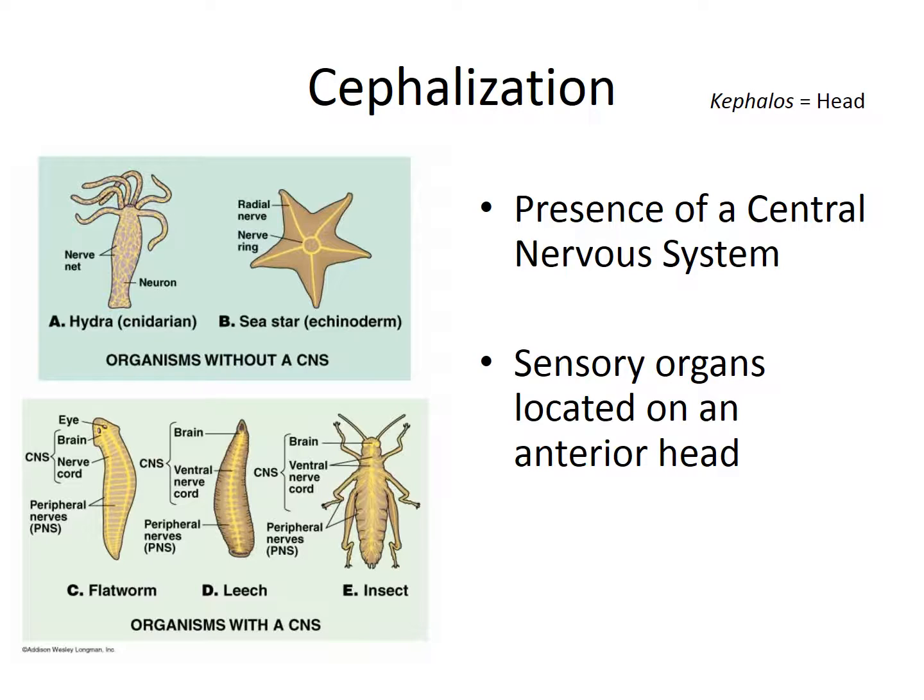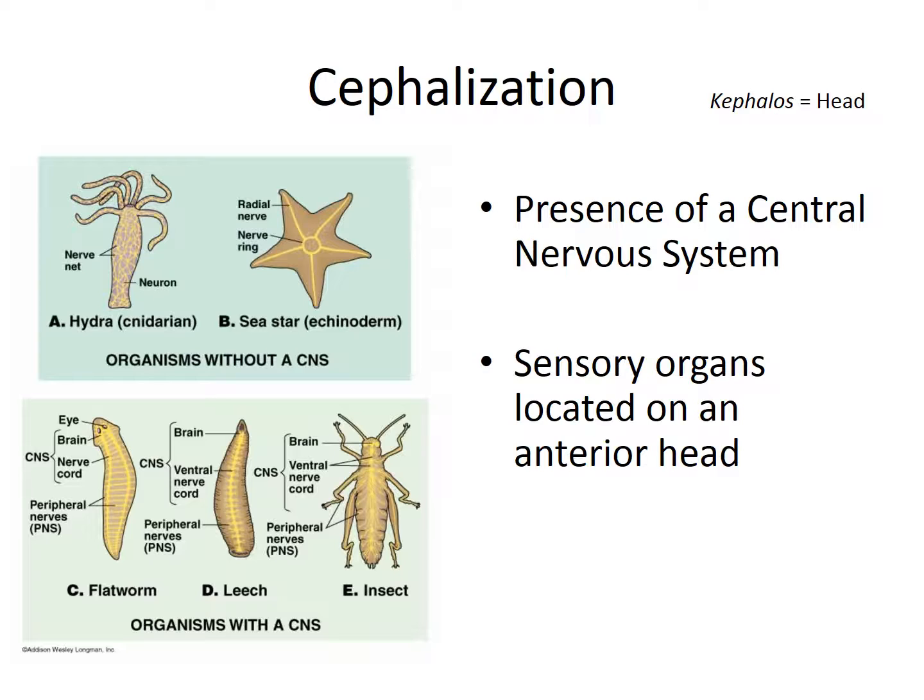The second concept we have to talk about is the concept of cephalization, which comes from the Greek kephalos, meaning head. And this concept comprises two different parts. First, cephalization includes the presence of a central nervous system. So you can see, like in this leech, there is a centralized brain and a ventral nerve cord. They're all centrally located.